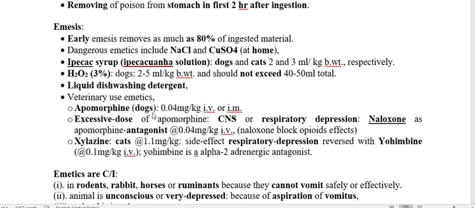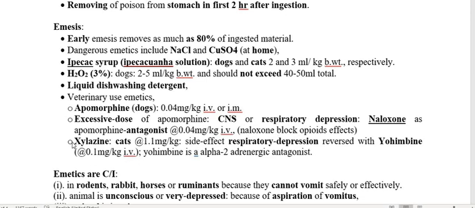Next to apomorphine is xylazine. So xylazine is specifically used as an emetic in cats, and the therapeutic dose of xylazine in the cat species is 1.1 mg per kg body weight. A side effect of xylazine in cats is respiratory depression, as we have seen with apomorphine. Apomorphine toxicity is also going to depress the CNS, causing respiratory depression.